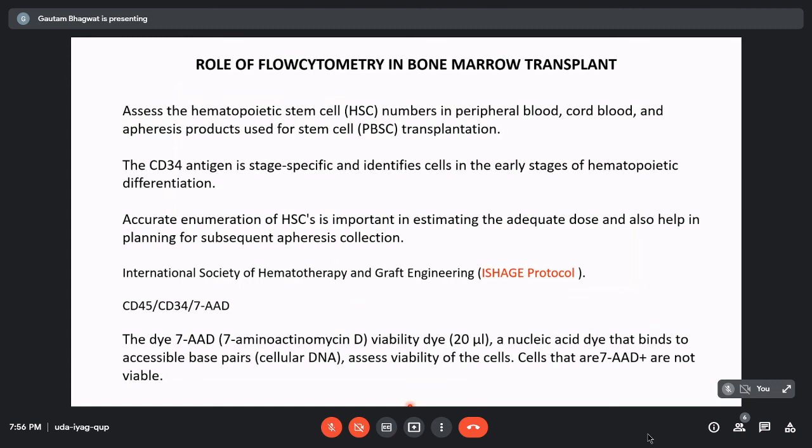Why is this important? Because stem cells are stored at sub-zero temperatures after collecting them from the donor, and in this duration of storage there are chances of viability getting lost. So transplanting non-viable cells doesn't hold any importance. So what we do is, not only do we give a CD34 count, along with that we also tell what is the viability of the cells.